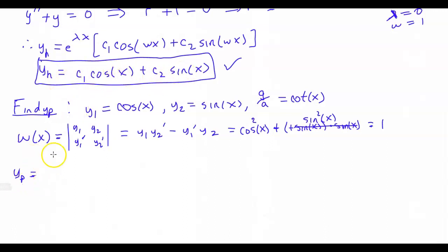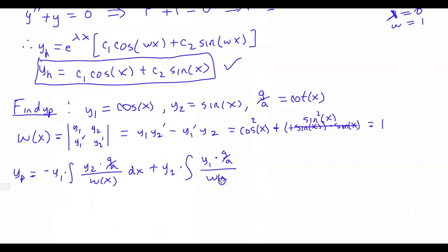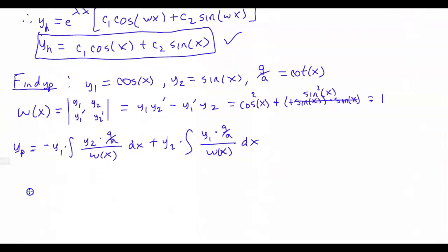Okay. All right. So let's write out the formula again. And I'm going to skip writing the of x part to it. So we'll just say all this business here. I'll write this part. And then plus y sub 2 integral of y sub 1 times g divided by a over Wronskian expression x. And so now we'll fill in all our information.